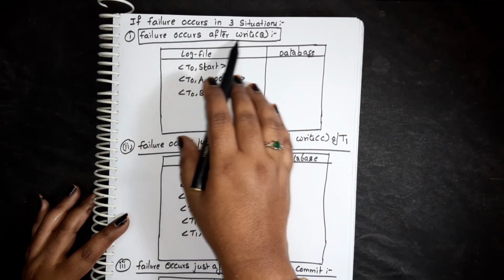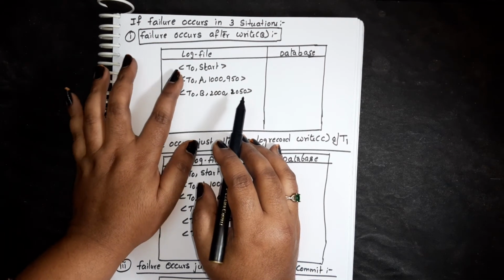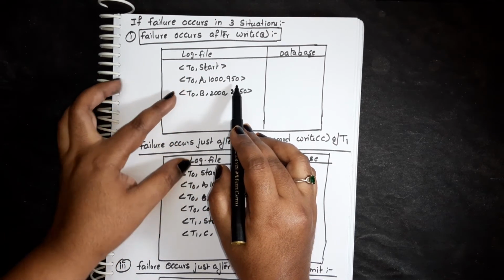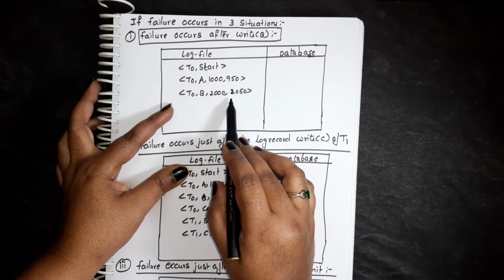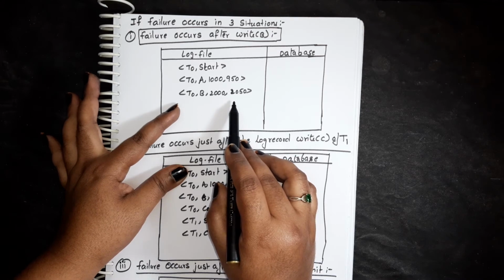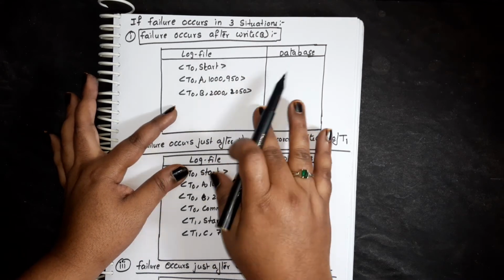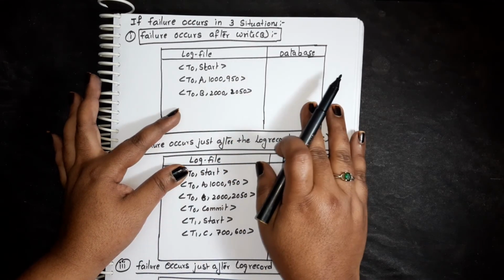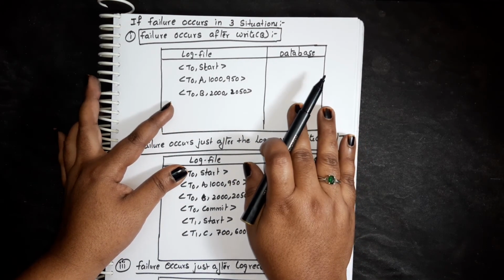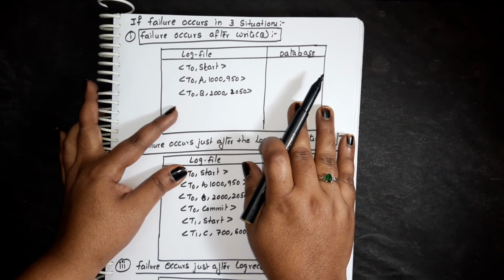So, if a failure occurs after write of B. For example, log T0 starts, T0 executes both read and write operations. After write of B, a system failure occurs. Then how can you restore the values in the database? Whether you are going to execute the redo or the undo.